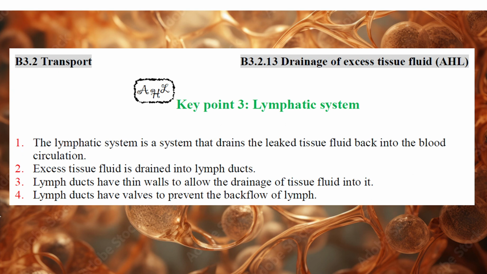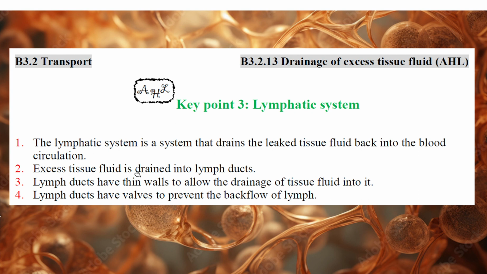Maybe the tissue fluid is too much, maybe high pressure squeezes out too much plasma. So they need another system to get back the tissue fluid. We call it the lymph system or lymphatic system. The lymph system is another system inside our body, and it drains the leaked tissue fluid back to the blood circulation. So the excess tissue fluid is drained into the lymph ducts.